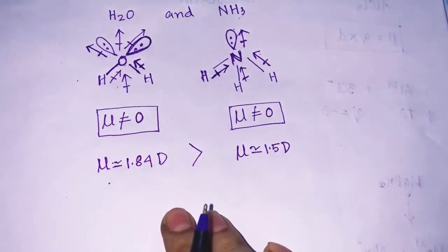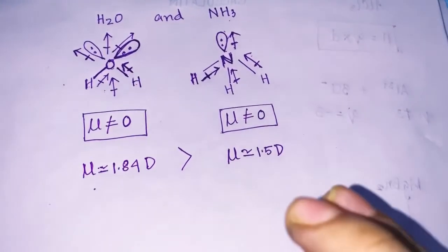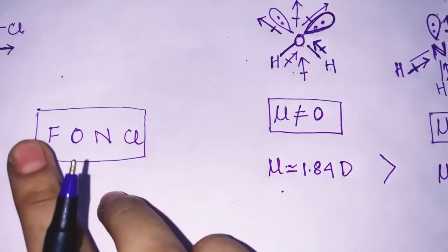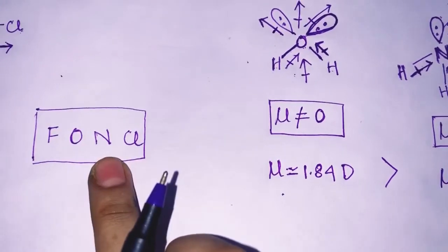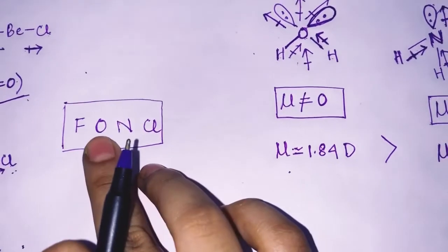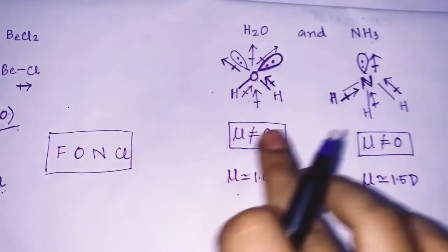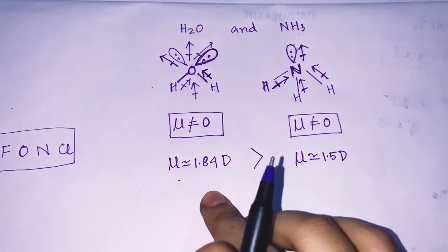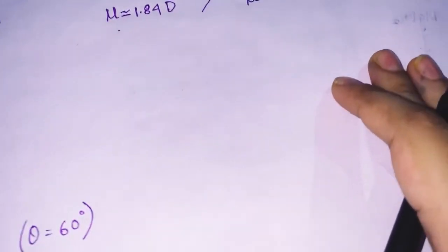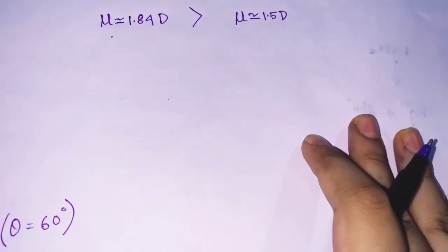And please remember this, because many times questions have come from this particular concept. As I have already shown you, phone call, that means fluorine, oxygen, nitrogen, chlorine. You can just remember it as phone call for your convenience. So we can easily see oxygen is more electronegative than nitrogen, therefore the dipole moment of water is more than that of ammonia. Okay, now let's try to compare the dipole moments of different compounds when they are given to us together.